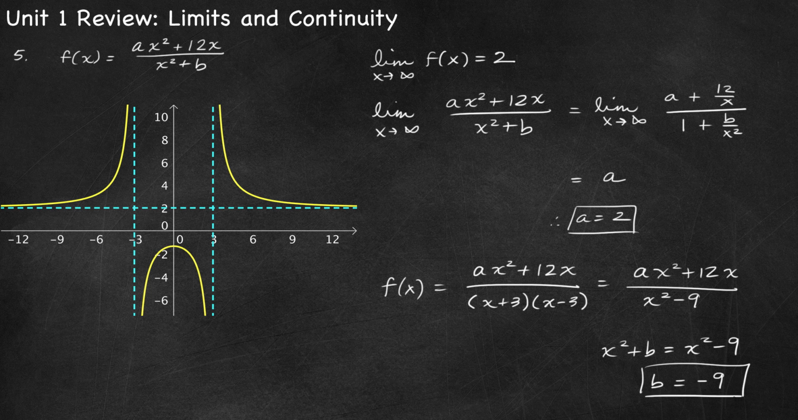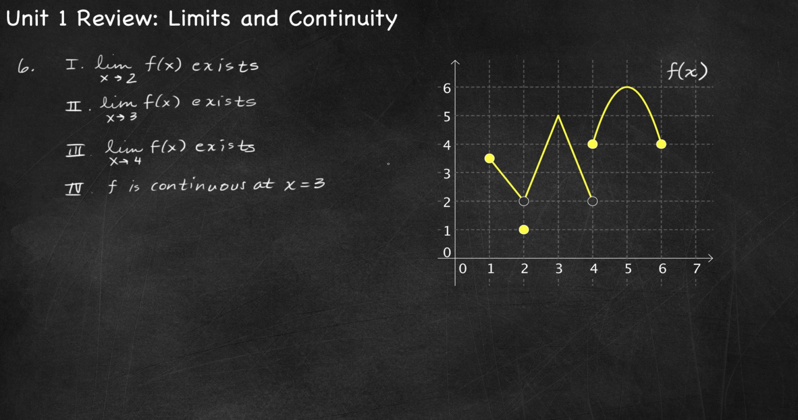Number 6, we're given the graph of f of x and a number of statements, and we have to decide which of these statements are true, which of the statements are false. So statement 1 says the limit of f as x approaches 2 exists. And if we go to the graph, as we approach 2 from the left, our function is approaching 2. As we approach 2 from the right, our function is also approaching 2. So the limit is 2. So that's a true statement.